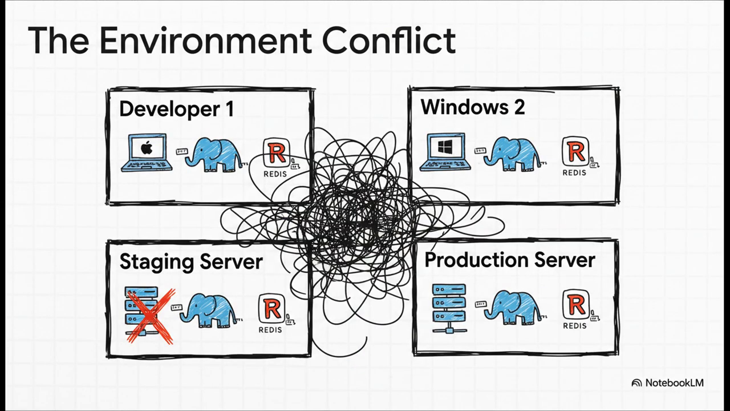And this slide right here, it just captures that chaos perfectly. Just look at this mess. You've got one developer on a Mac, another on Windows, we have different versions of the database, conflicting versions of other services. Heck, the staging server doesn't even have Redis installed. Trying to make software work reliably across this tangled web was an absolute nightmare. It was just a never-ending cycle of, well, it works here, but not there.